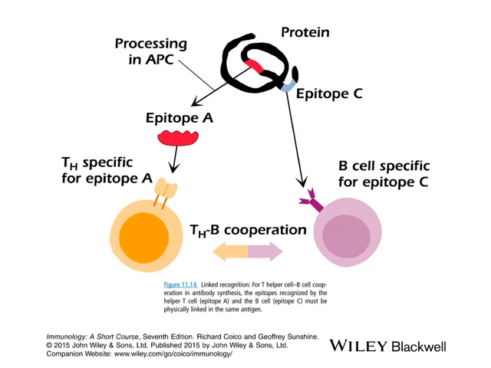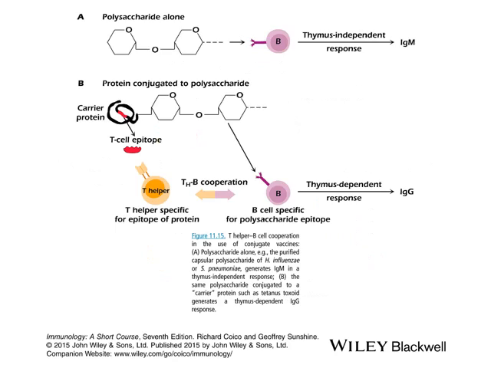And this cooperation is called linked recognition. This cooperation between T helper cells and the B cell is called linked cooperation, and I'm going to give you an example. Where do we need it and why do we need it?